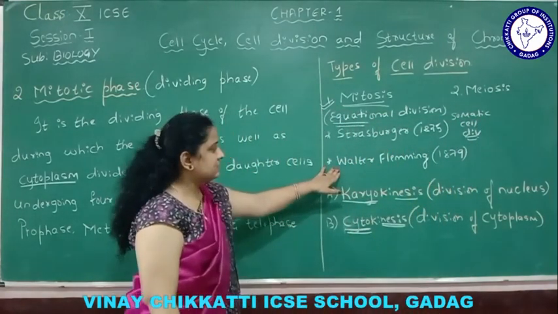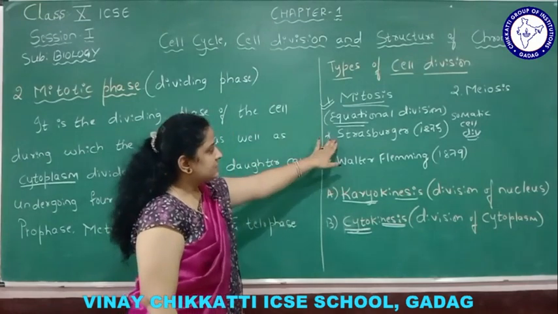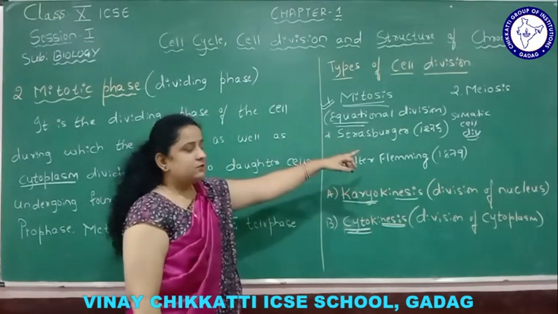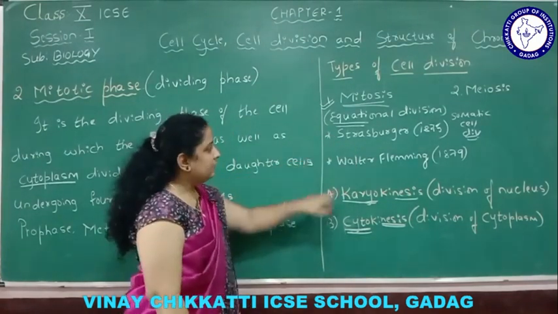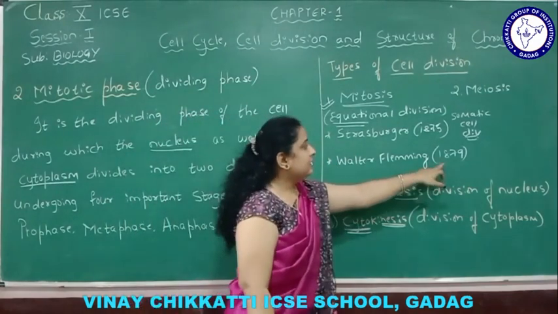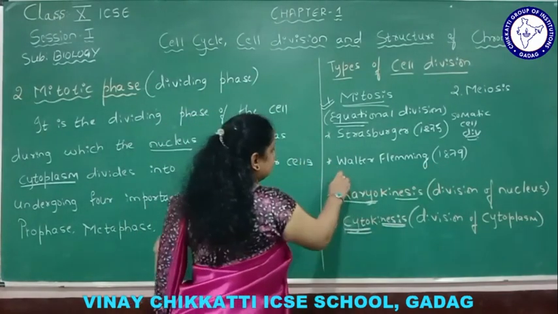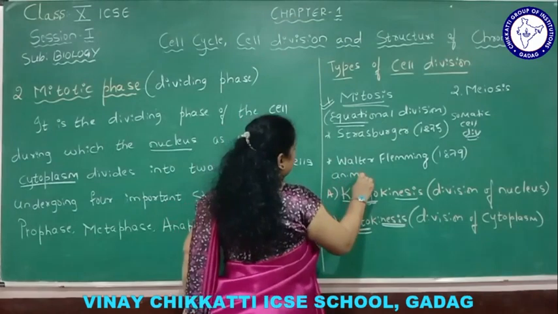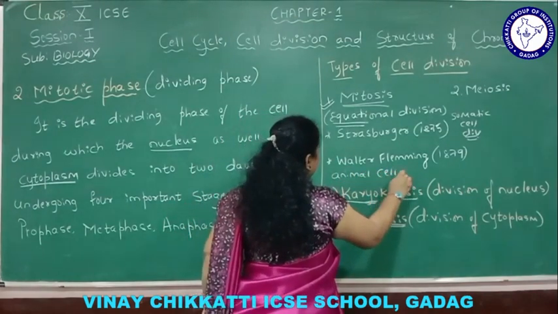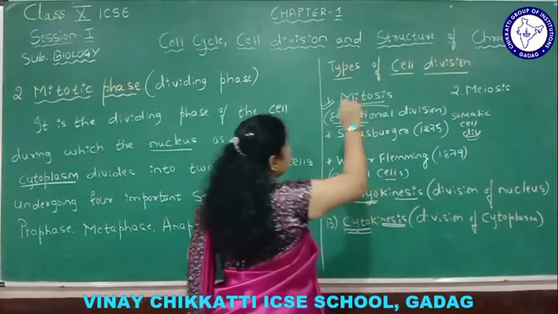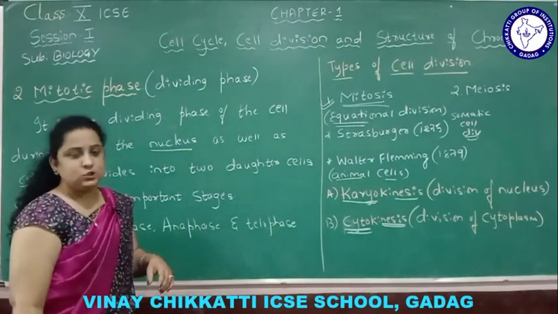Mitosis was first discovered by Strasburger in 1875 in plant cells and Walter Fleming in 1879 in animal cells. And it was named as mitosis in 1882.